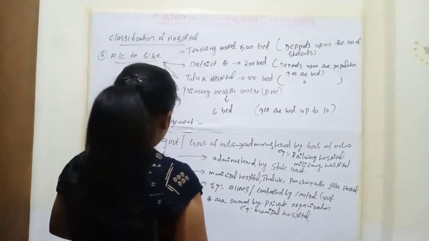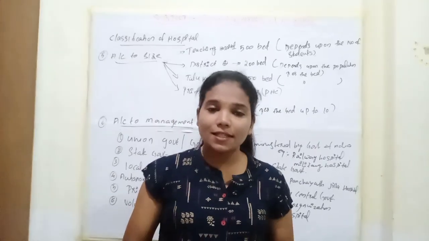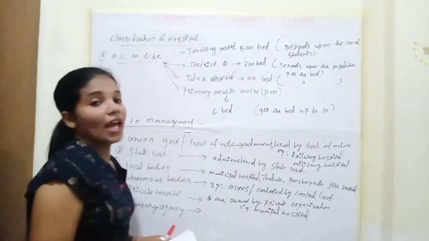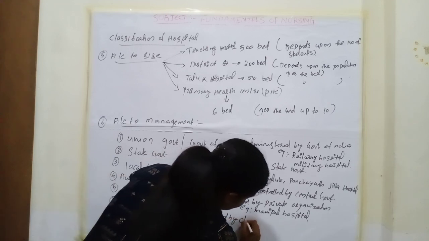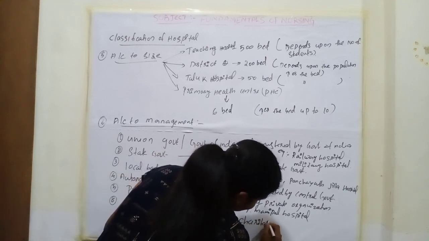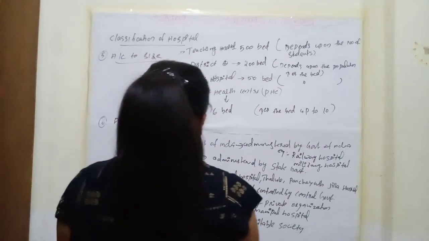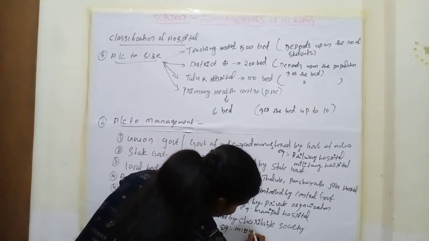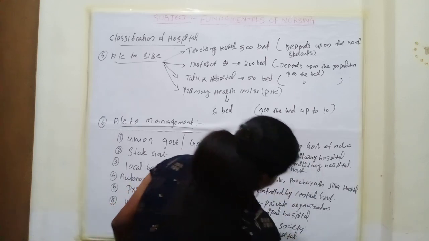Okay, so last is the voluntary hospital. Voluntary hospital means the hospital is administered or voluntarily operated by a trust or charitable society. So that is operated by a charitable society. Some examples you can see are missionary hospitals.